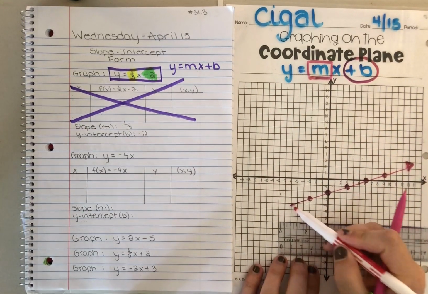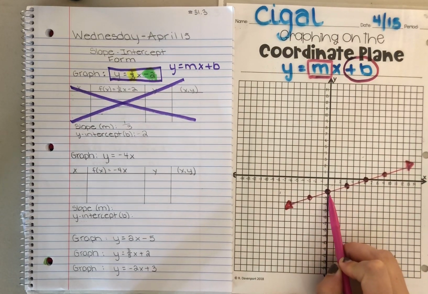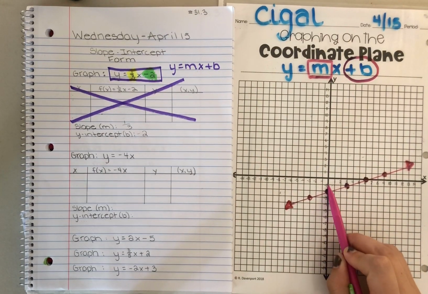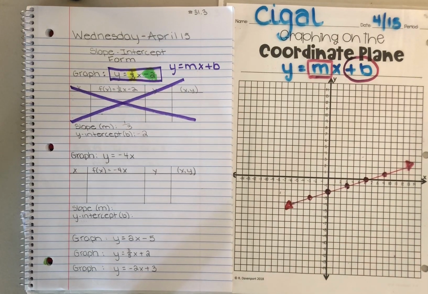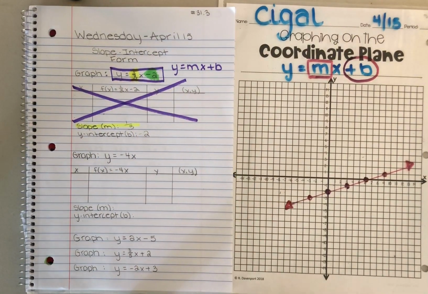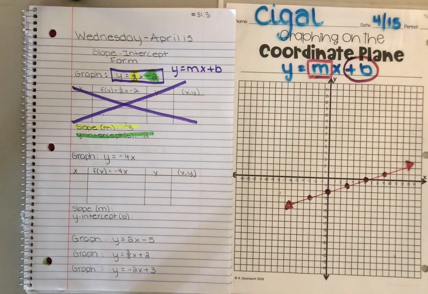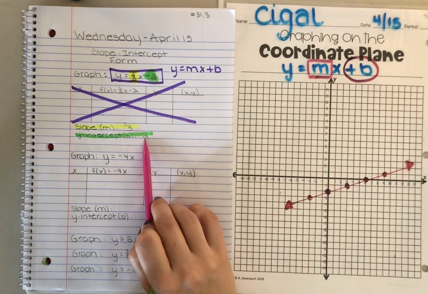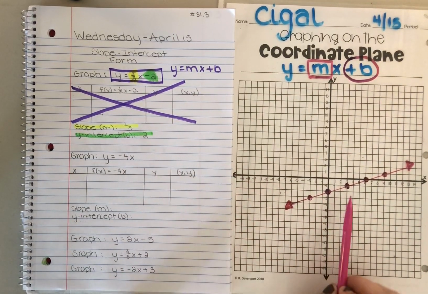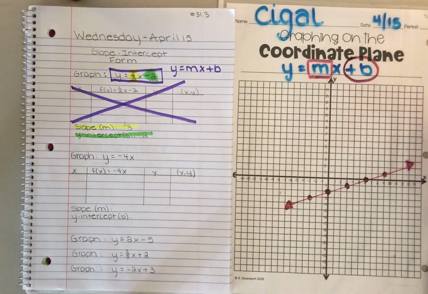So take a look at these characteristics. This thing is crossing at -2, and it has a slope of 1 over 3. That's all I had to do. So again, we started by identifying both the slope and the y-intercept. We didn't have to do a table, and we plotted first our y-intercept, and then we used our slope to find the next point.